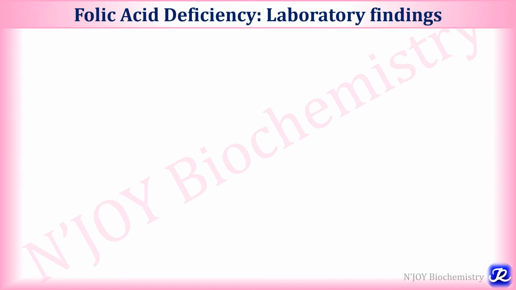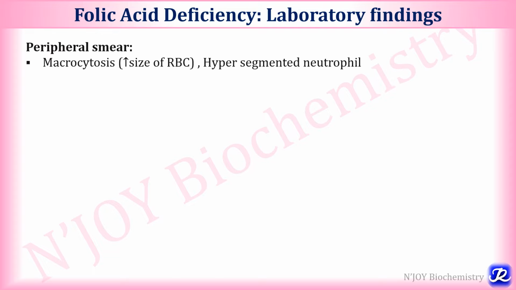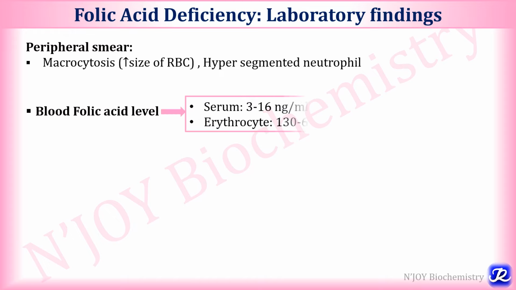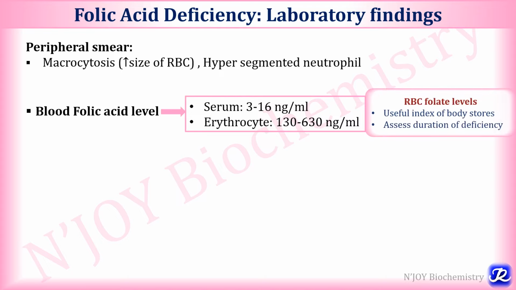Let's revise the laboratory findings in folic acid deficiency. So we know that the peripheral smear shows macrocytosis and hypersegmented neutrophils. Blood folic acid level will be decreased. The normal serum folic acid level is 3 to 16 nanogram per ml. It is reduced. Erythrocytic folic acid level is 130 to 630 nanogram per ml. RBC folate levels are a useful index of body stores of folate, and that is used to assess the duration of deficiency.